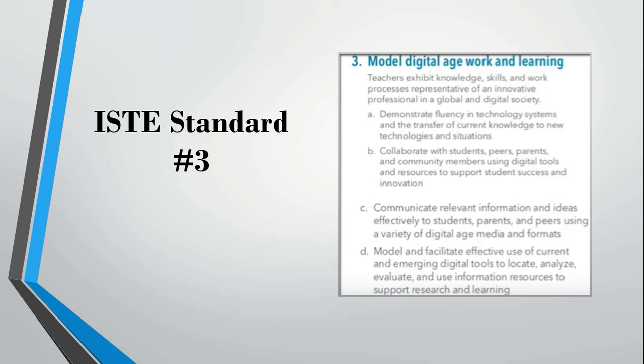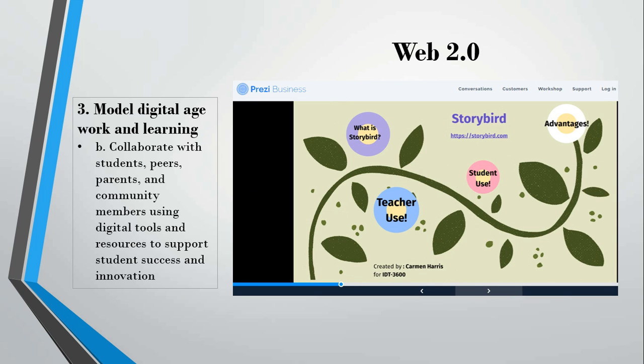So the third ISTE standard is to model digital age work and learning. The first example that I chose was Web 2.0. I feel like it ties in with Standard 3B, to collaborate with students, peers, parents, and community members using digital tools.